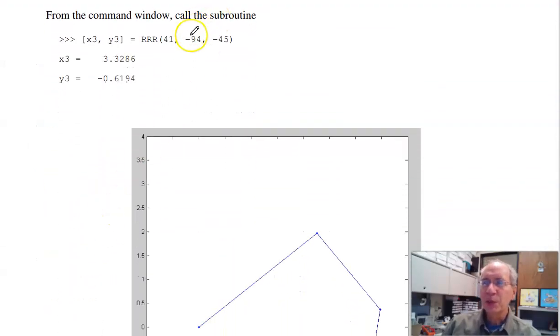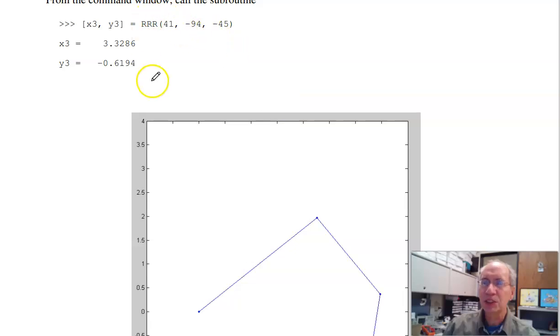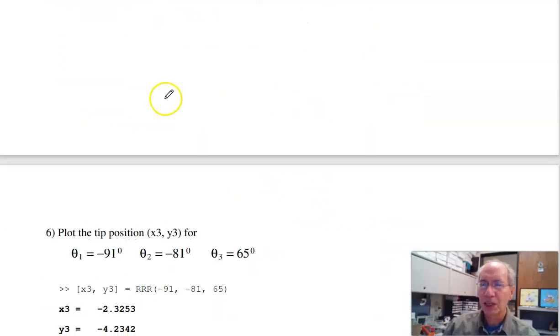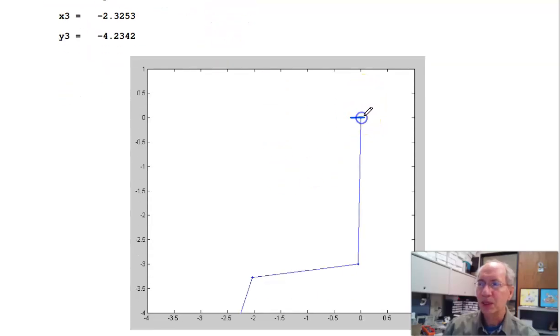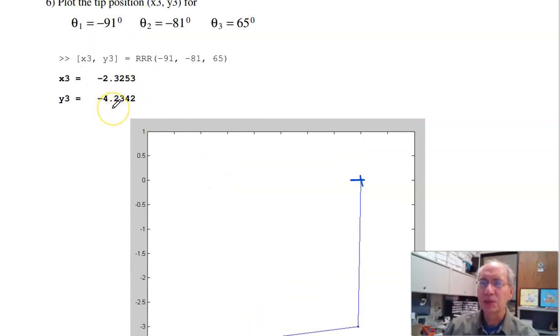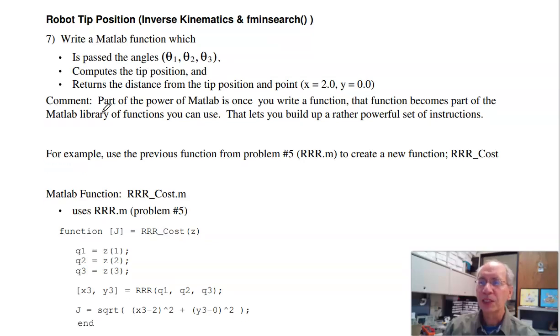So with that, if I plug in 41 degrees, minus 94 degrees, 45 degrees, here's the orientation, there's the tip position. If I try a different set of angles, there's the orientation, here's the base, down, over, down, and the tip position. So forward kinematics is pretty straightforward. It's just number crunching. Problem 7 is inverse kinematics. What angles put you at 2, 0?